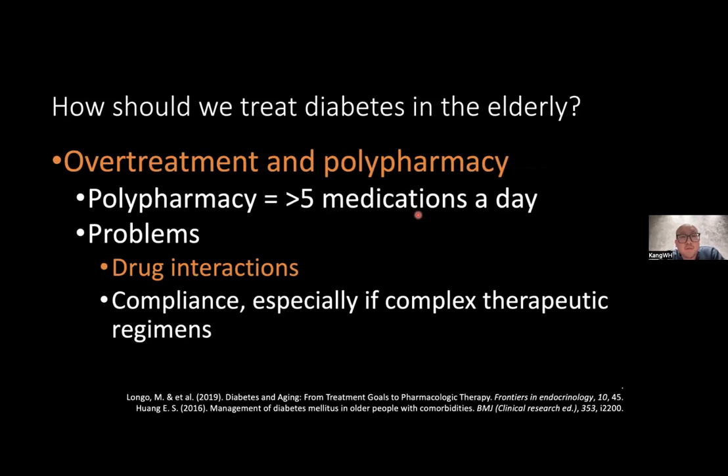Other issues will include overtreatment and polypharmacy. So polypharmacy is defined as a patient taking more than 5 medications a day. So if you look at our elderly, they take hypertension, probably 2 pills, diabetes, another 2 pills, aspirin, statin, and their own calcium, vitamins, iron, and a lot of tablets. So they may get confused. And this will cause compliance issues, especially when the therapeutic regimen is so complicated.